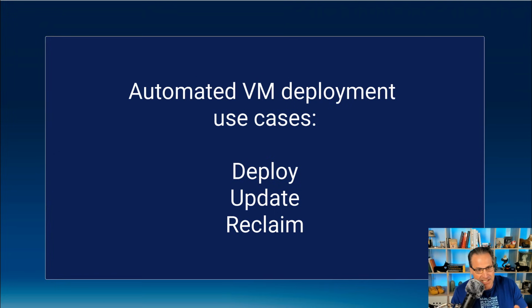We talked about a lot of things there, but we're going to go through some use cases here of this automated VM deployment: deploying a blueprint, which is or will be a VM, updating that same VM with a blueprint, and reclaiming the virtualization resources when we're all done. So let's go ahead and get started here.